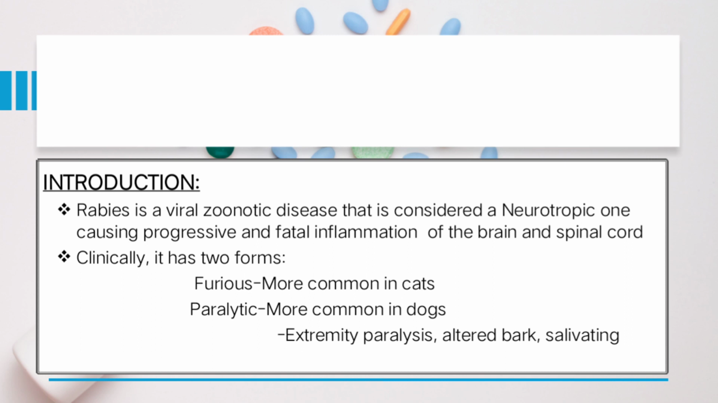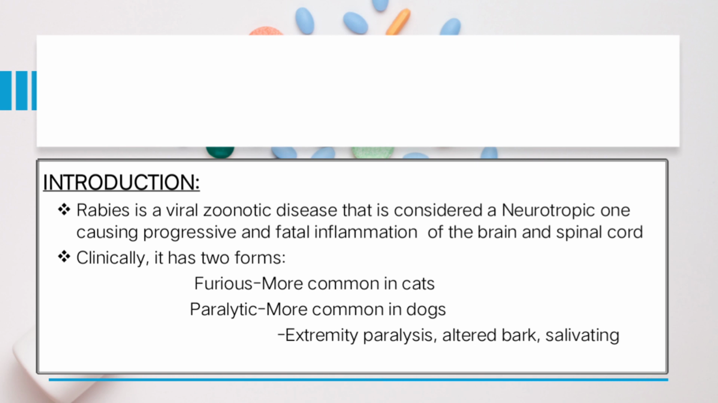First, let me give you a brief introduction about rabies. Rabies is a viral zoonotic disease that is considered a neurotropic one, causing progressive and fatal inflammation of the brain and spinal cord. Rabies is a viral disease.